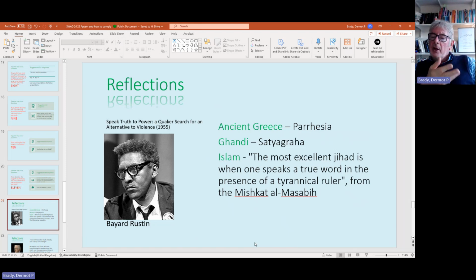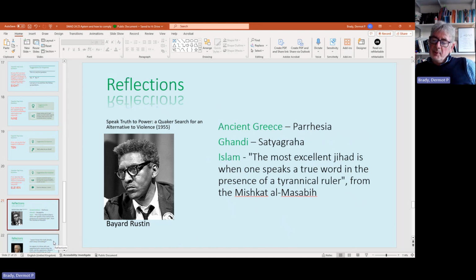And this, again, an echo from Islam. This is from a hadith, a direct quote or a translation in any event. The most excellent jihad is when one speaks a true word in the presence of a tyrannical ruler. Now, clearly, there's always a risk to doing such a thing. And for those of you who might be wondering about the word jihad in there and have a received notion about what that means, it actually means struggle. That's the closest translation you can come to.